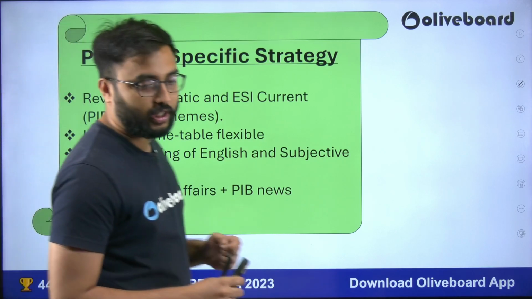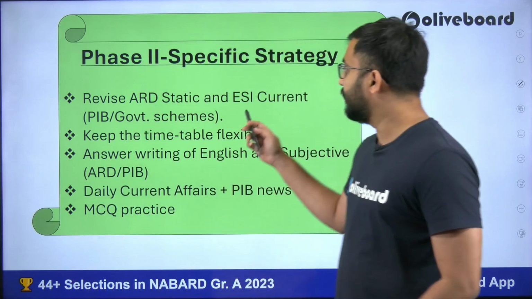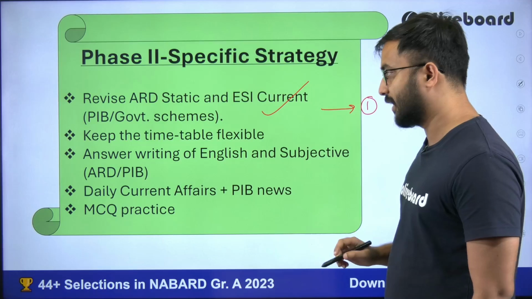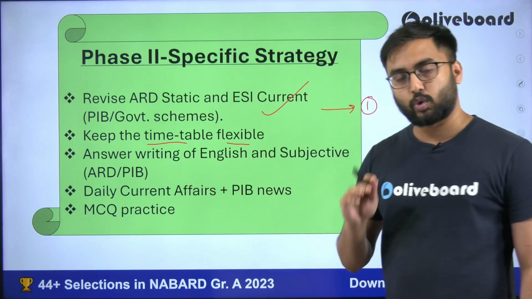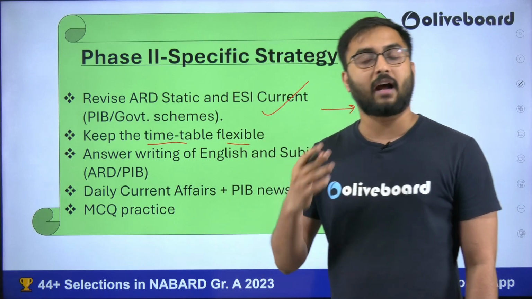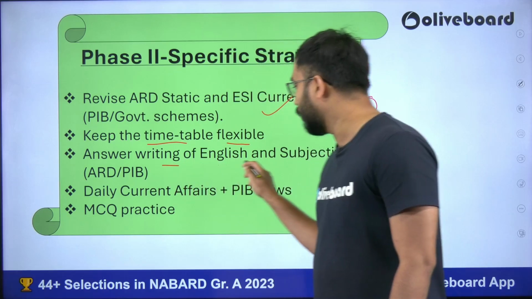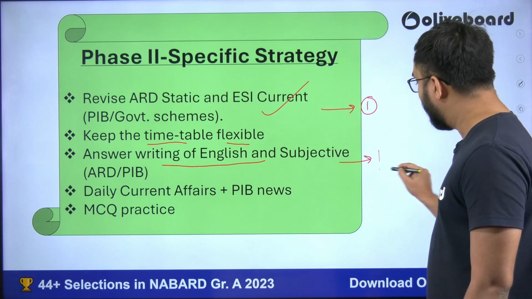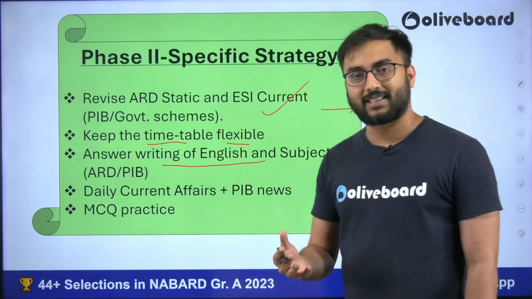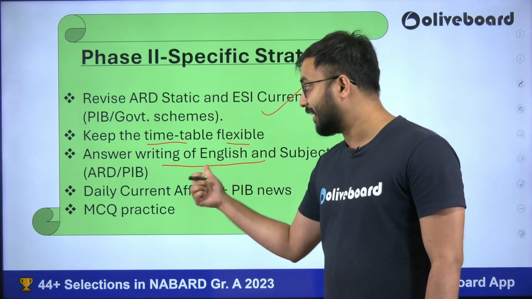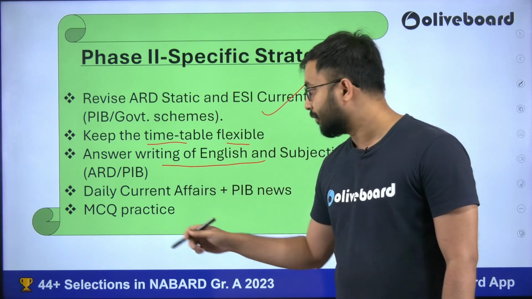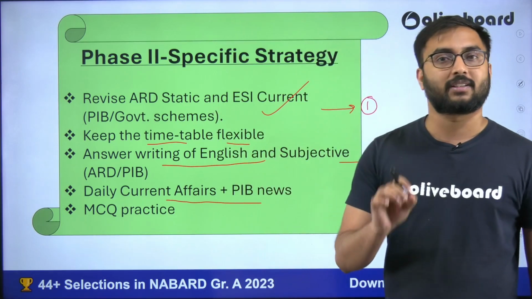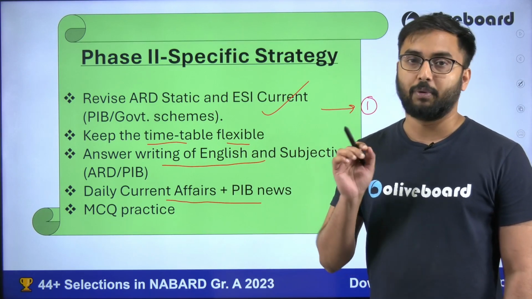Phase 2 specific strategy, if I want to give you guys: first is revision of ESI static and ARD current affairs, which is one of the most important things for the phase 2 exam. The timetable should be very flexible, and you should know where you have to perform and where you have to work harder. Answer writing of English and subjective, that is ARD and PIB, should always be considered the score giver section. These are underrated sections, do not take them lightly. Daily current affairs and PIB news, and whatever your last 6 to 8 months of PIB government schemes are, you need to revise them before the phase 2 exam.